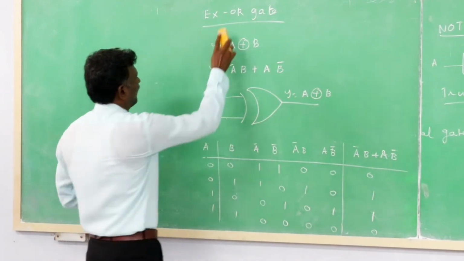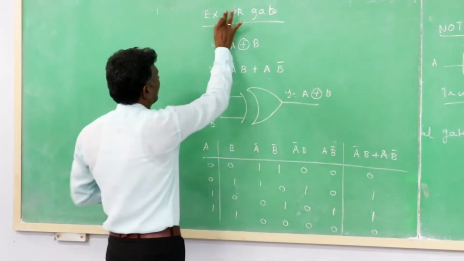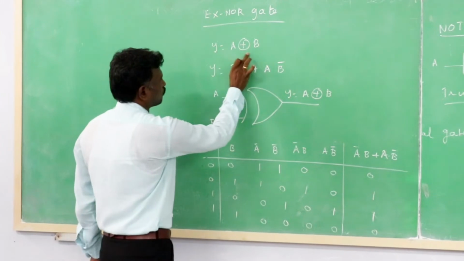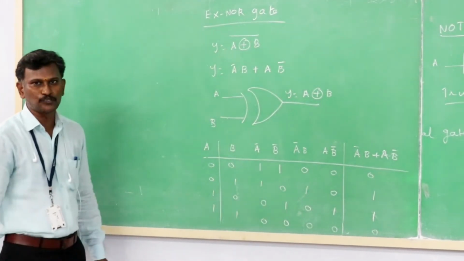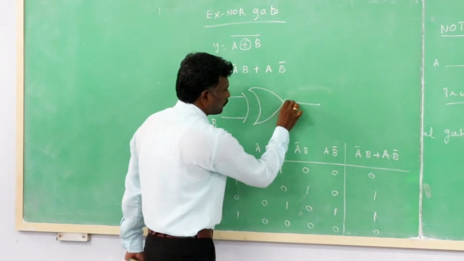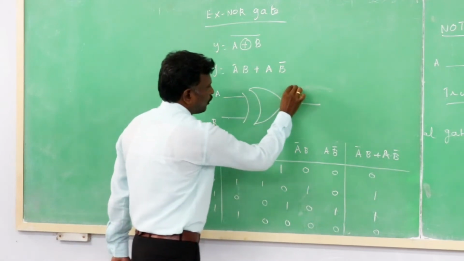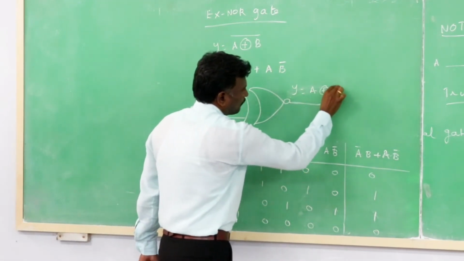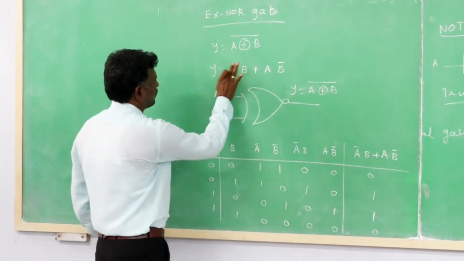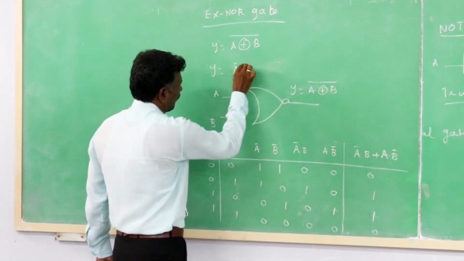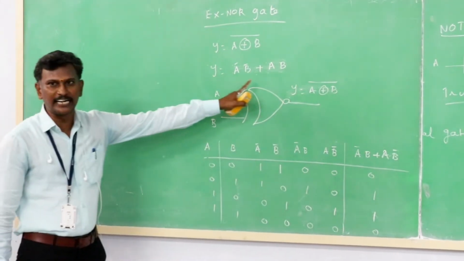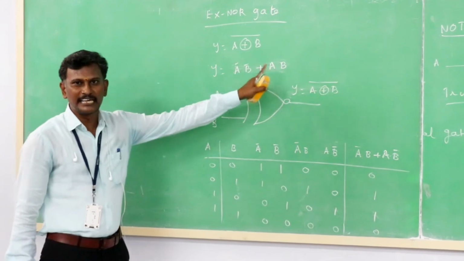Next, the last one, the exclusive NOR gate. The exclusive NOR gate is just the inverse operation of the exclusive OR gate: Y equal to A exclusive-OR B whole bar. You simply put one inversion symbol on the exclusive OR gate. This can be written as Y equal to A bar B bar plus A B. This is the expression for the exclusive NOR gate.